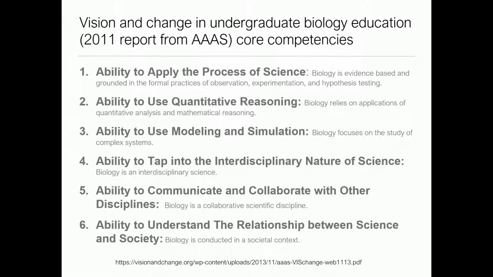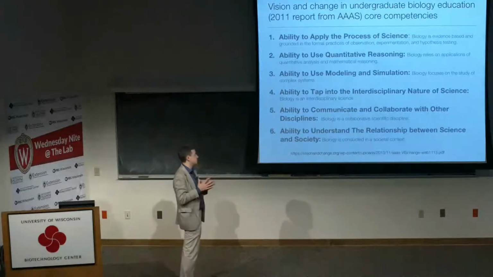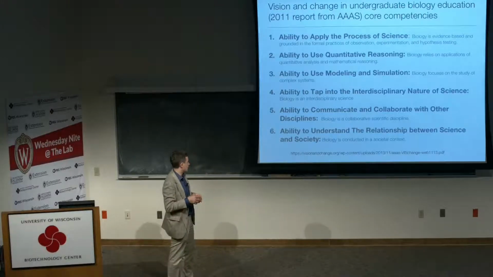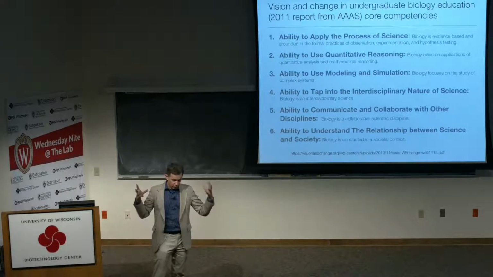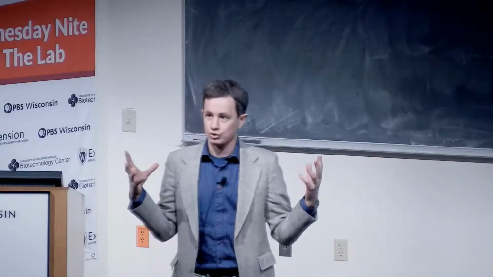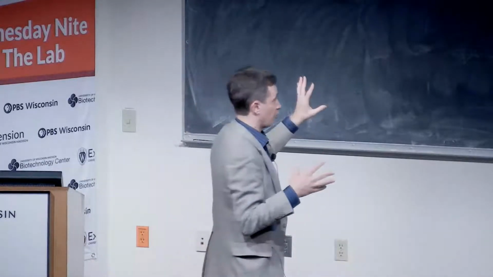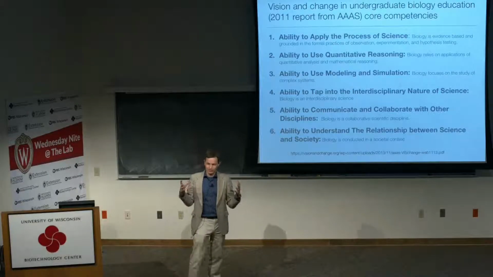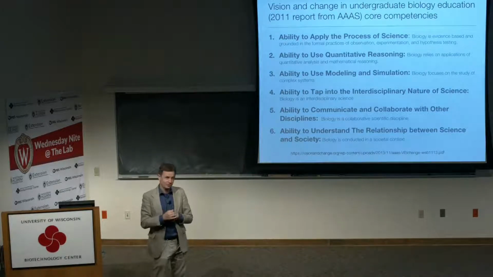So: the ability to apply the process of science, the ability to use quantitative reasoning, the ability to use modeling and simulation, the ability to tap into the interdisciplinary nature of science, the ability to communicate and collaborate with other disciplines, and the ability to understand the relationship between science and society. And folks have been thinking about how to implement this big picture vision for a while. This is one of many reports that have been put out by various institutions over the past 10 or 20 years.